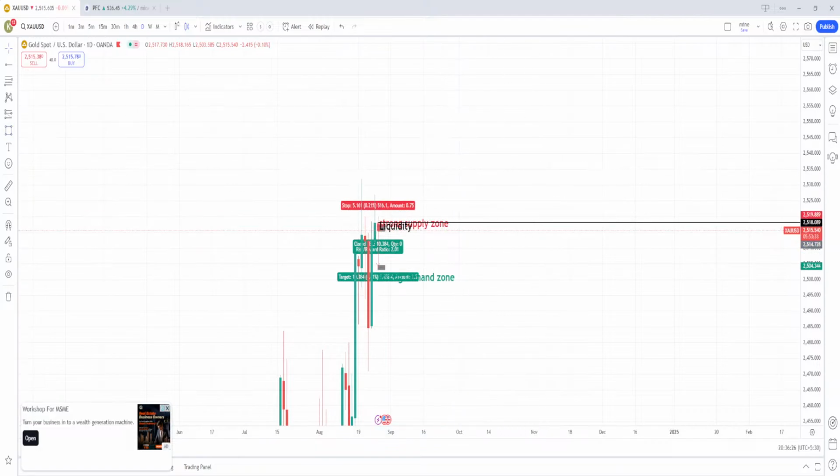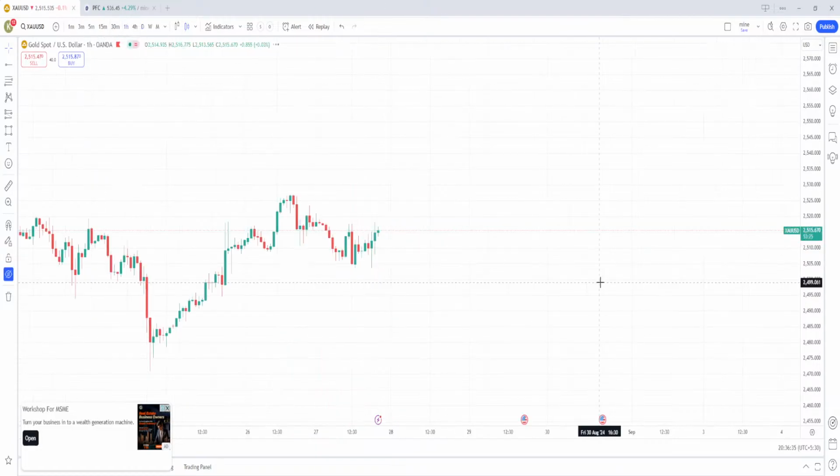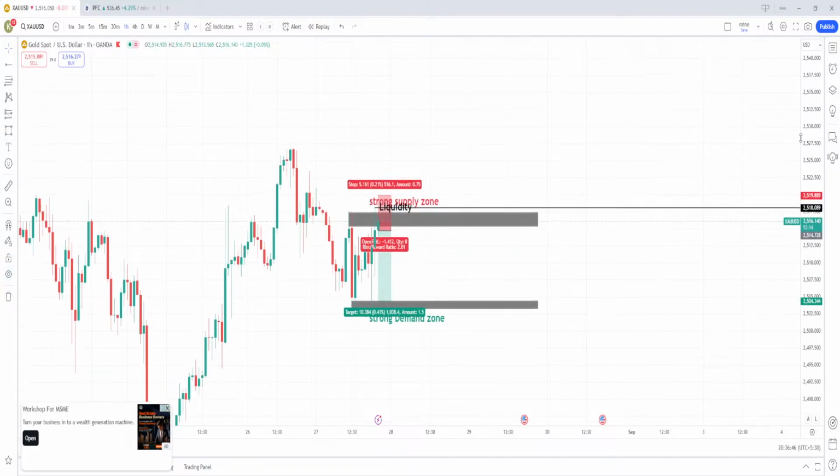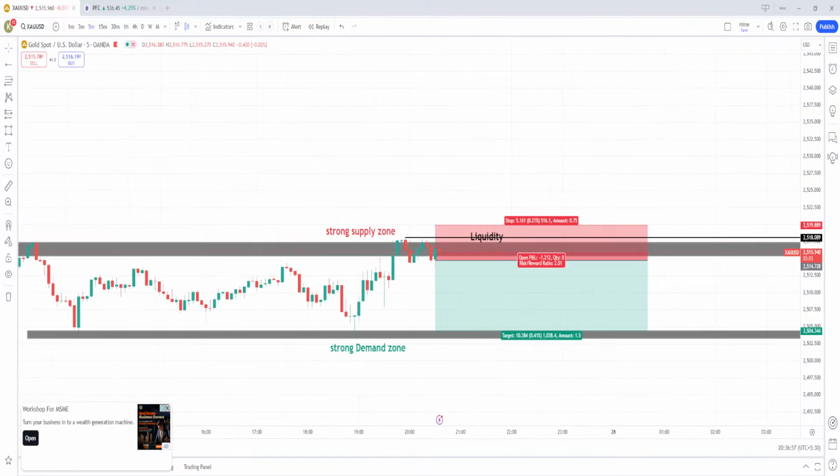After that I break down the time frame to the 1 hour time frame. In the 1 hour time frame also we are getting some zones where the price got rejected. This is the place where the price got rejected twice. So we took it as a strong supply zone. After that I further break it down to the 5-minute time frame.